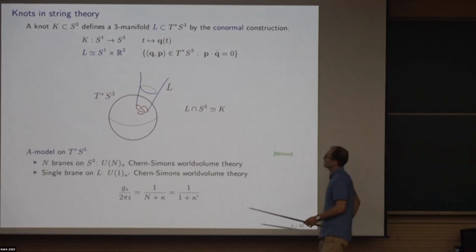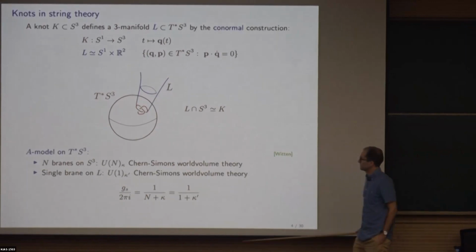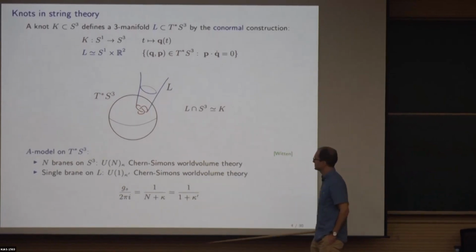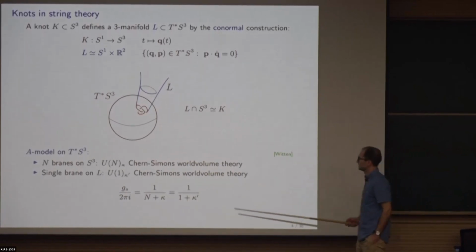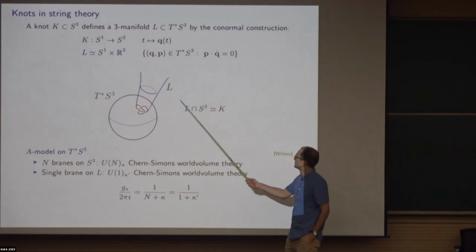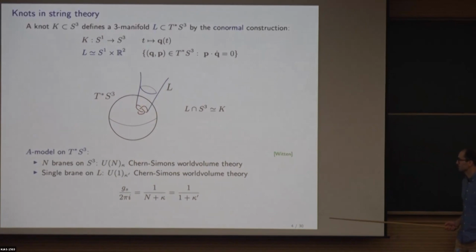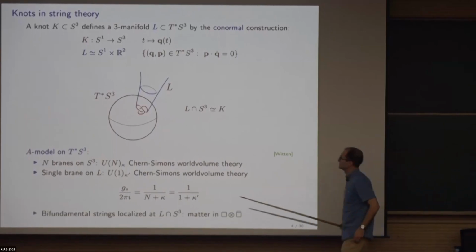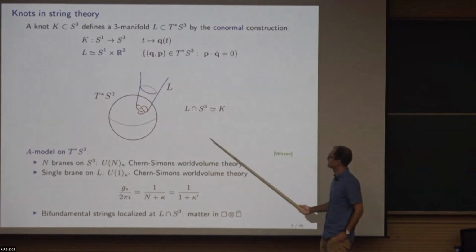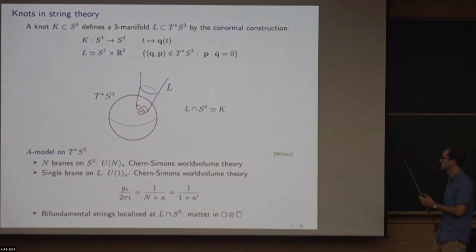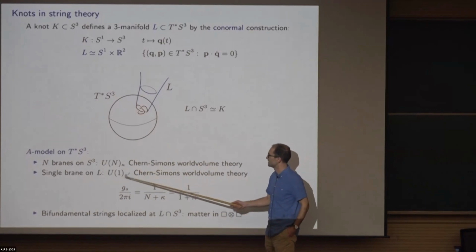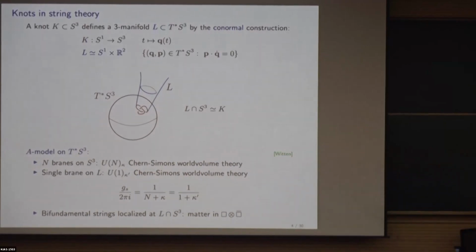What you can then do is consider topological strings, the A model on T star S3, where you consider N branes on the zero section. So the worldvolume theory is described by U(N) Chern-Simons at level kappa. Let's say we take a single brane on L. There will be an abelian Chern-Simons theory living on L. Now, because these two branes intersect, there will be massless fields arising from bifundamental strings localized at the intersection. These strings will give rise to matter fields that are charged both under the U(N) and under the U(1). So they will be in the bifundamental.